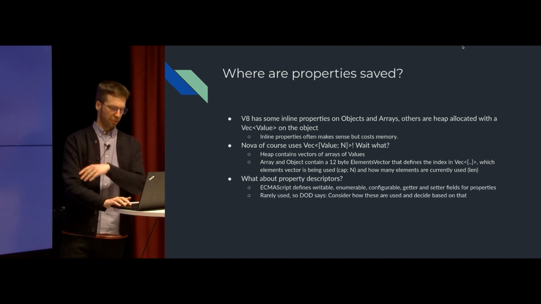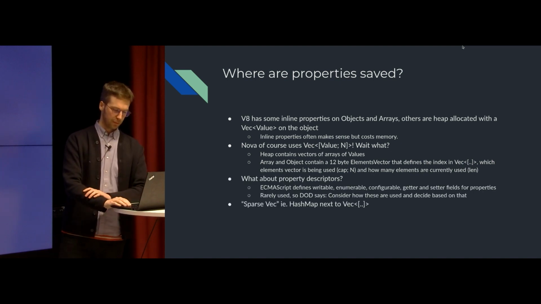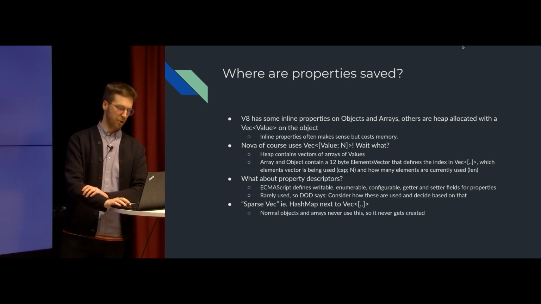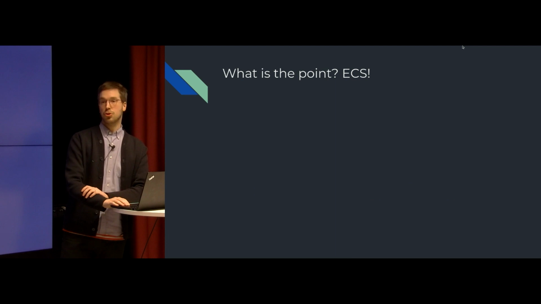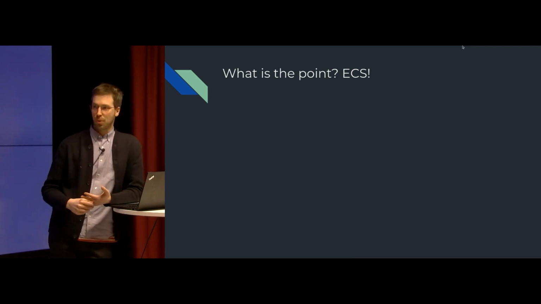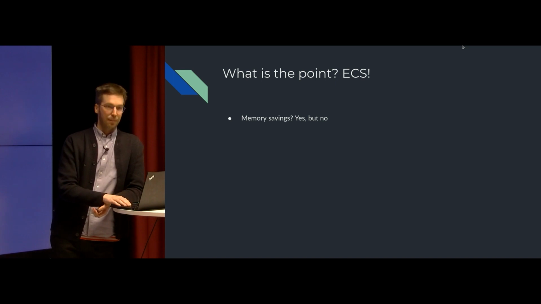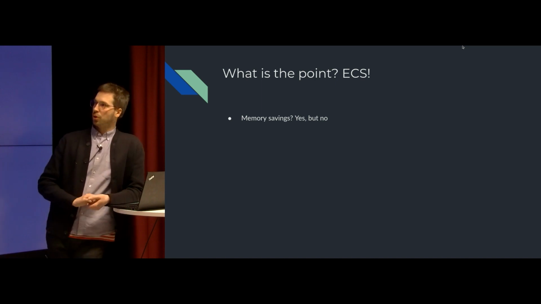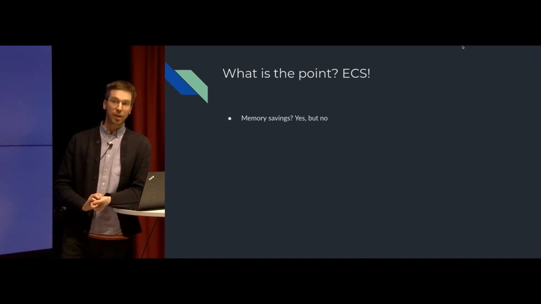And property descriptors, let's just skip that. Rarely used, so we'll skip those. All right, so what is the point here? Well, it's an entity component system. Kind of, in a way, the point is to save memory, but the point is not to save memory. The point is to save cache.